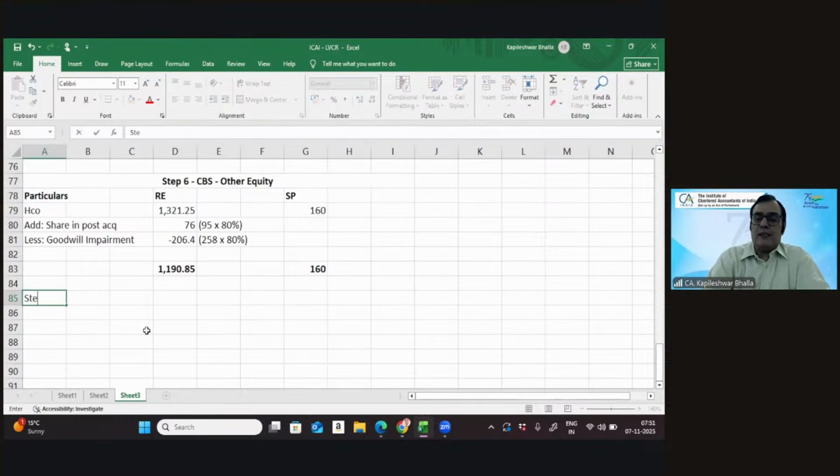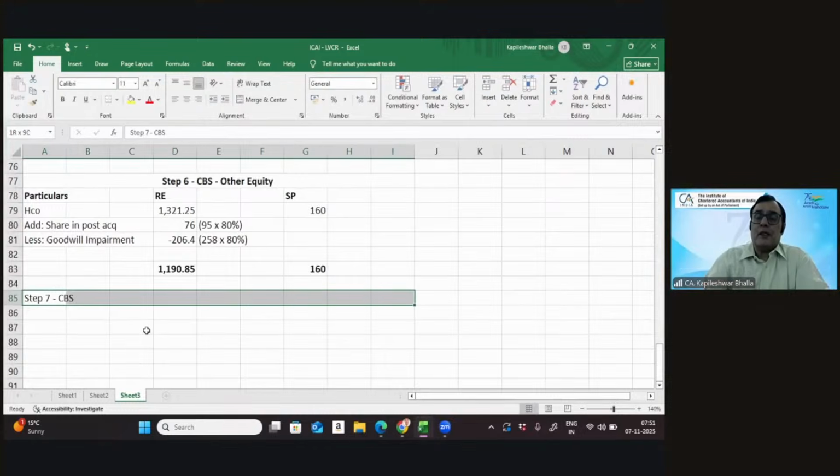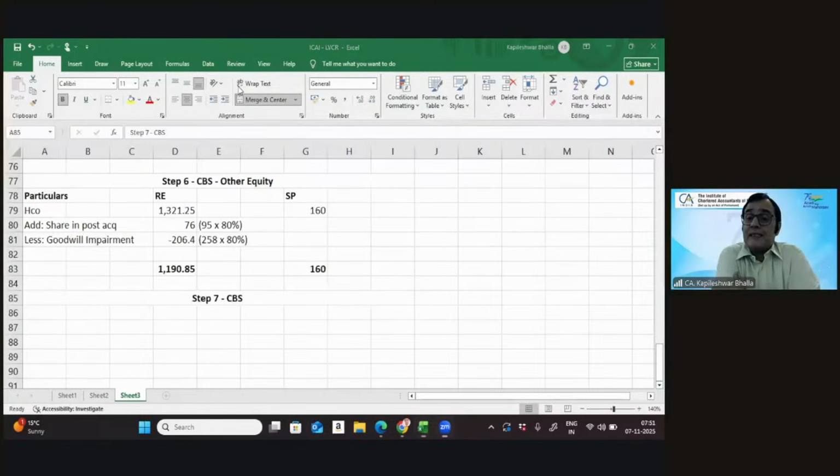Okay, now finally, we're going to work on step number 7 as well, which is making the consolidated balance sheet. Now, when you're going to make the consolidated balance sheet, you've got one very crucial input, and that is the extract balance sheet.